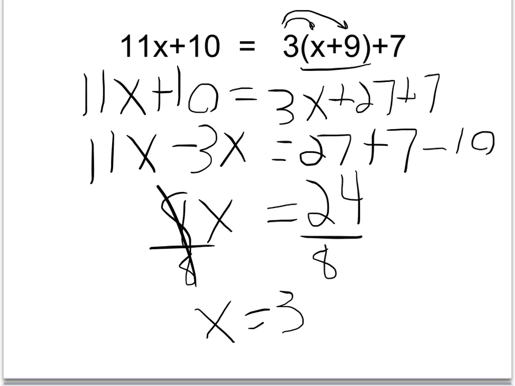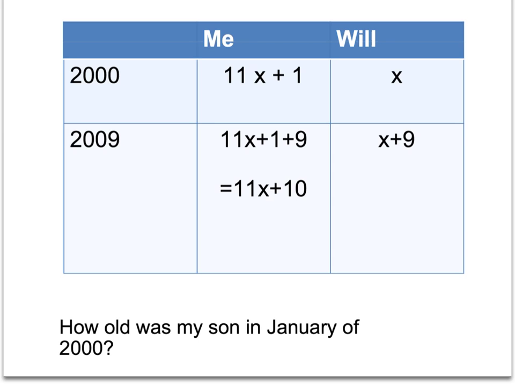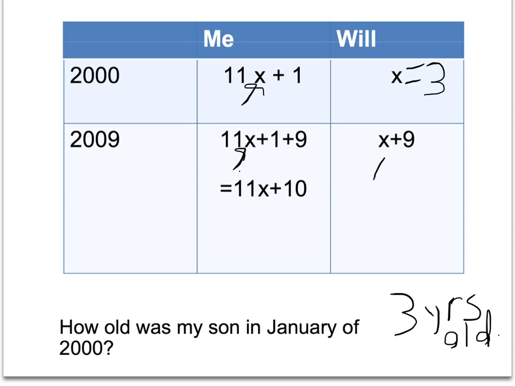So now we have a solution. Let's go from that solution back to an actual answer. Here's our original chart. X is equal to 3. So Will's age in 2000 was 3. That is in fact what the question happens to be asking for. So in January of 2000, Will was 3 years old. If you wanted to, you could plug in 3 to all these places and confirm that the original statement works, but that would be a job for another lesson.